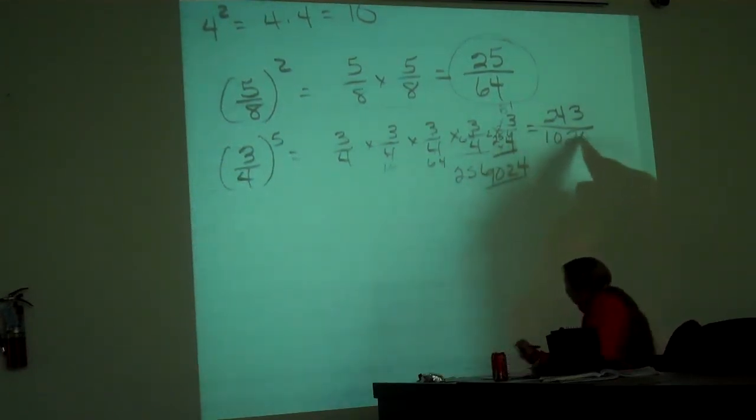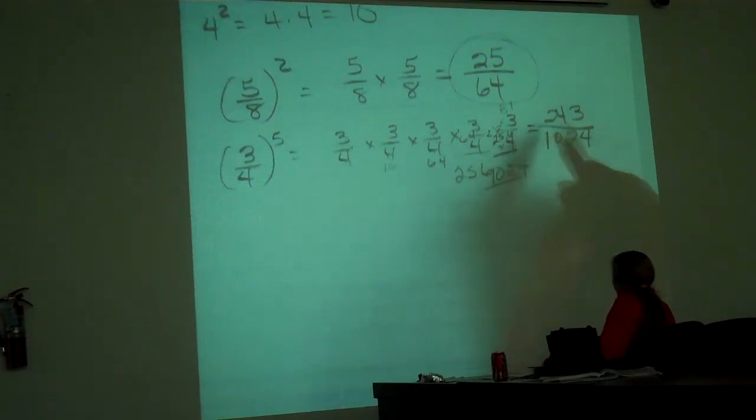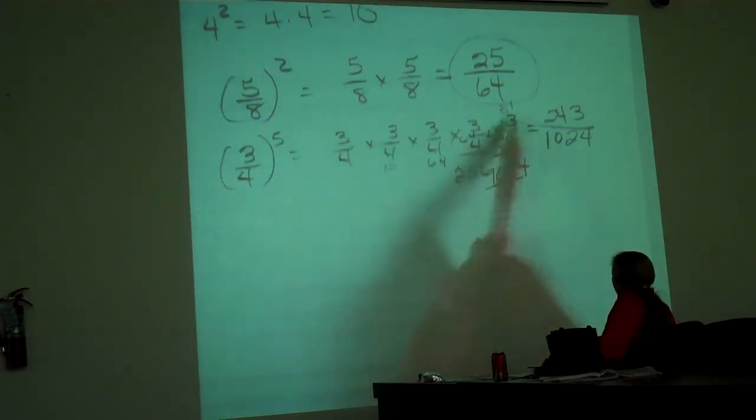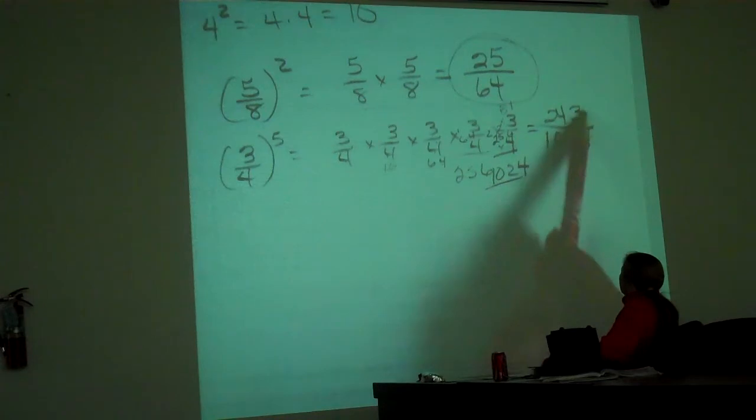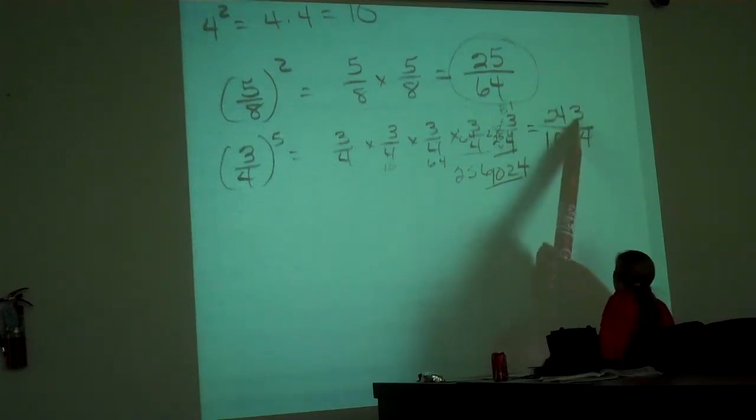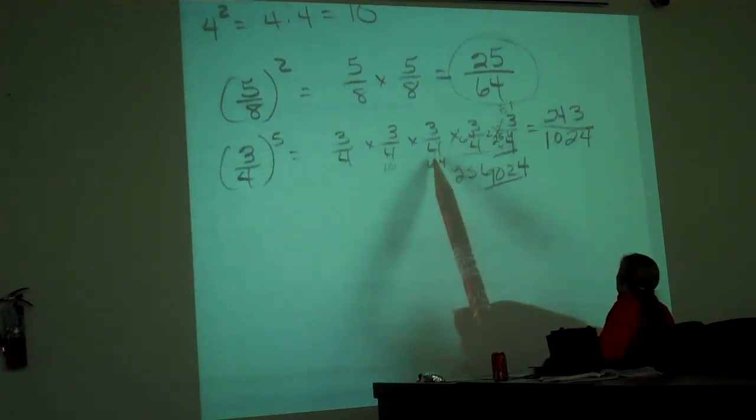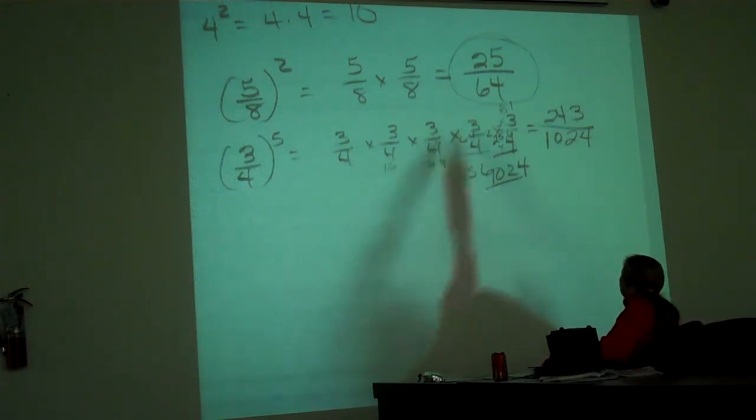But this will reduce, right? No. This only divides by 3 or 9 or multiples of 3. So we don't have to go down anymore. If you could have reduced this, you would have been able to divide it top and bottom here.